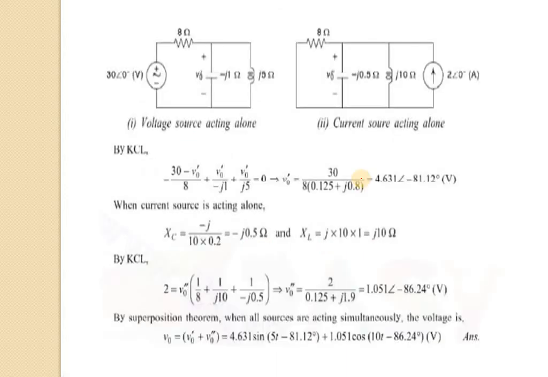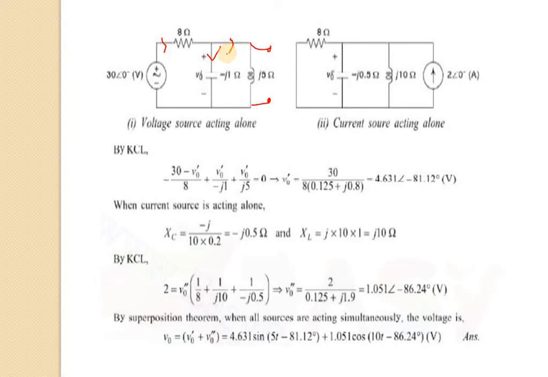Now we will start. We will deactivate the first current source, and when we are deactivating the current source, the path becomes open circuit. So this is open circuit basically, and now we will calculate the current through this branch. So only the 30 volt source is acting here. It is passing through 8 ohm. Then it divides in these two branches.